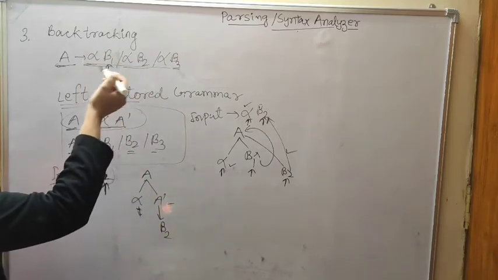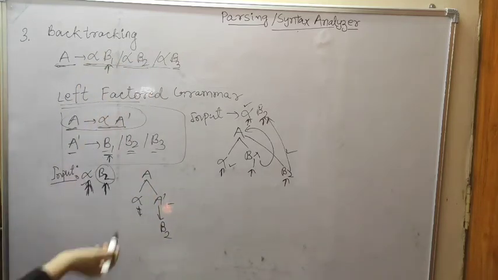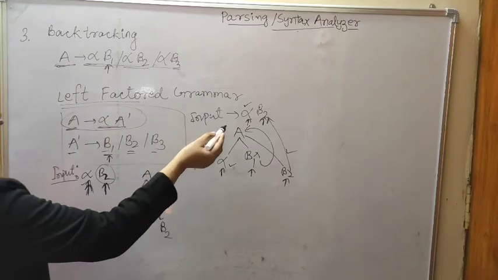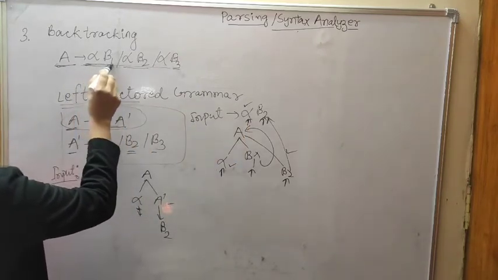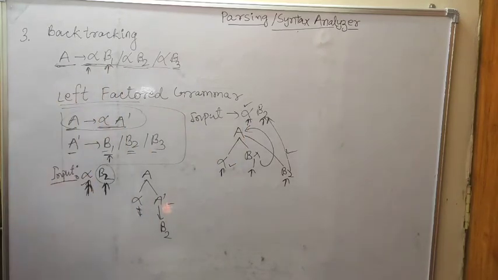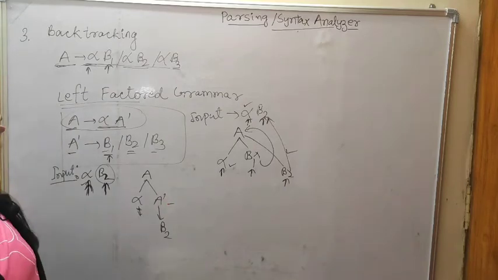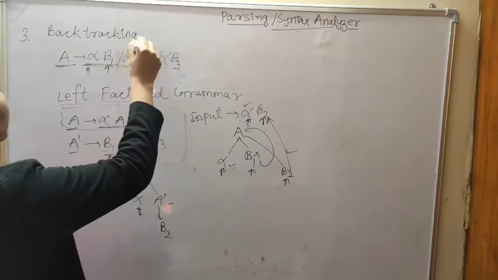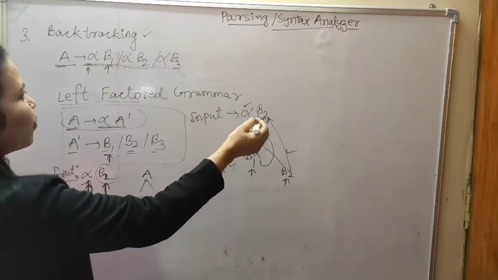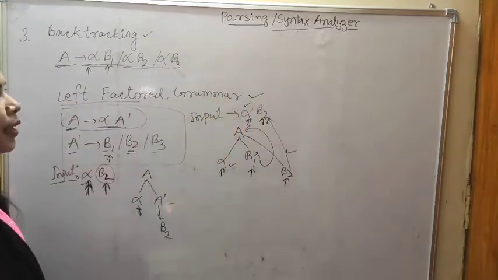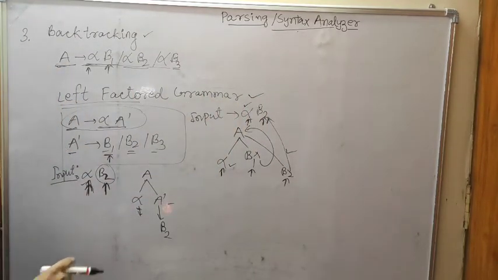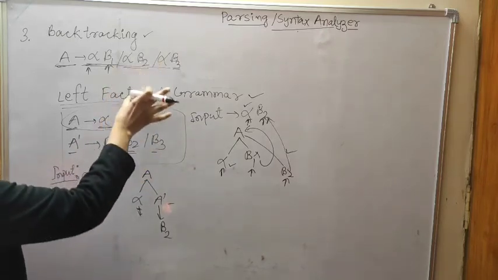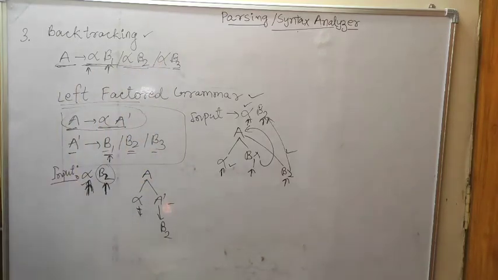But in the backtracking problem, in the brute force mechanism, we go to whatever is given in the grammar without looking at the input pointer. Okay, so this is the problem. Backtracking is a problem and left factor grammar is the correct solution, which eliminates the backtracking.